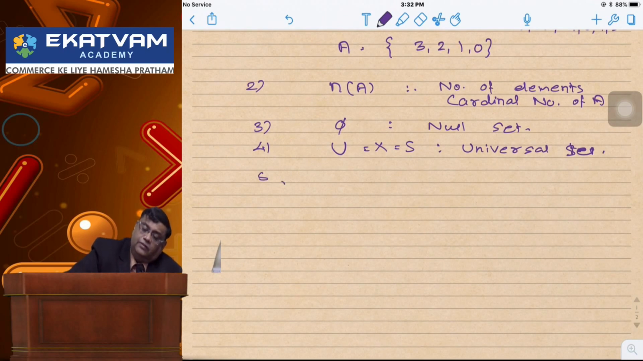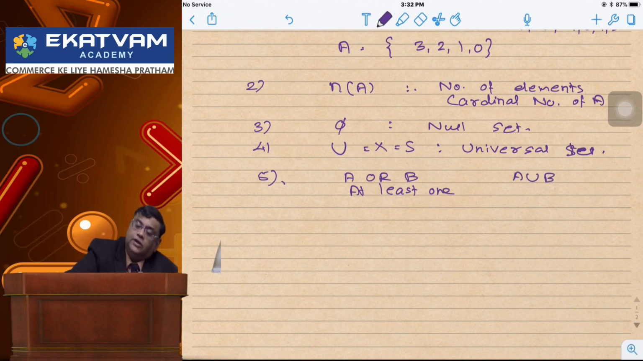And then the notations come into the picture. Remember, A or B means at least one, and is nothing but A union B. This is also written as A plus B because you are collecting A and B. A and B means both, means all, so that is A intersection B, sometimes just denoted by AB.